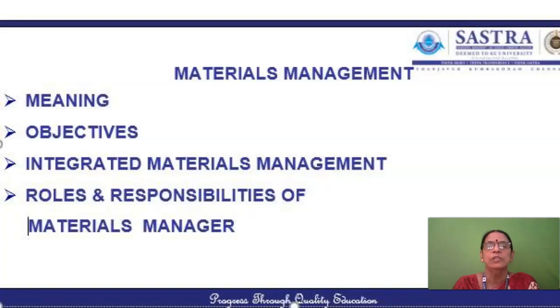Next we shall see the scope of integrated materials management. The scope of integrated materials management consists of purchasing, production planning and controlling, material handling, inventory control, storage, transport control, packing and packaging, warehousing, disposal of scrap and surplus, quality control, customs and customer service. We shall see one by one.